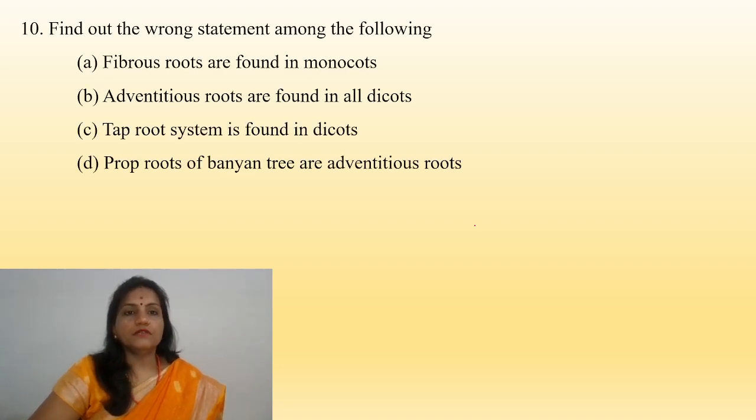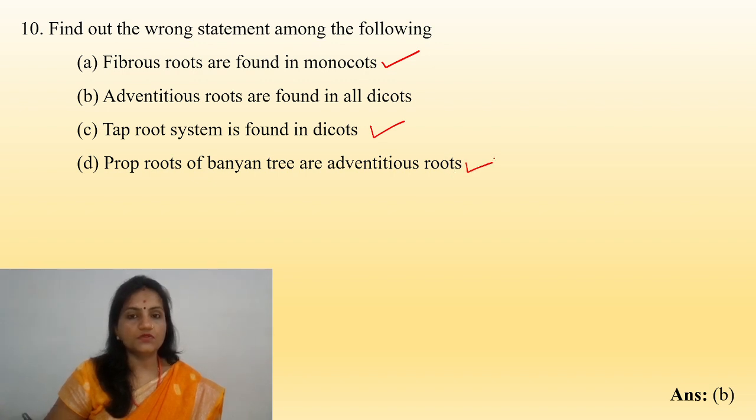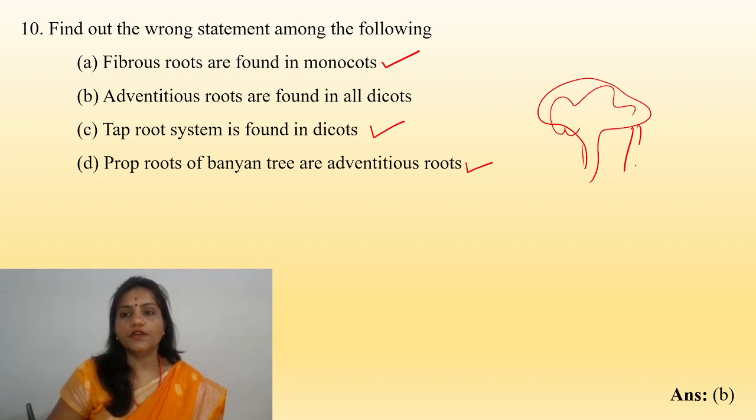Find out the wrong statement among the following. Fibrous roots are found in monocots. So this is correct. Adventitious roots are found in all dicots. Taproot system is found in dicots. Prop roots of banyan tree are adventitious roots. Okay, so if you consider a banyan tree, you will find these roots. These are called prop roots. This is for the purpose of support.